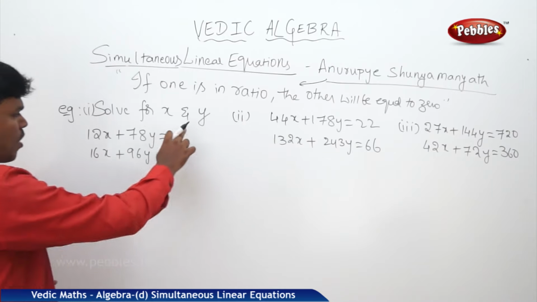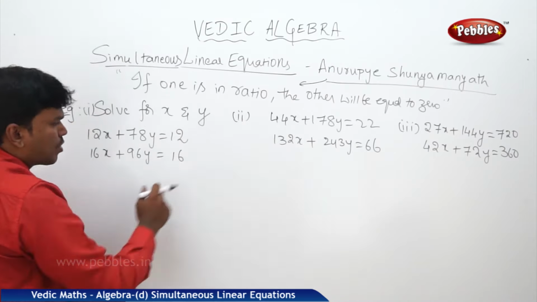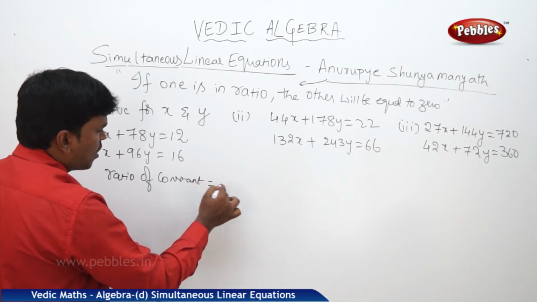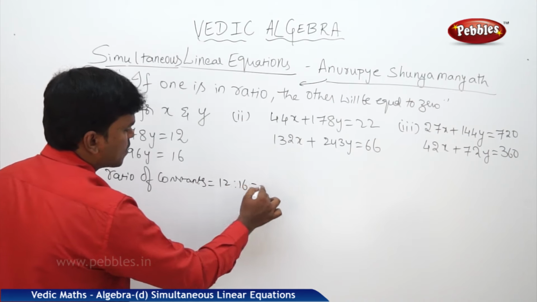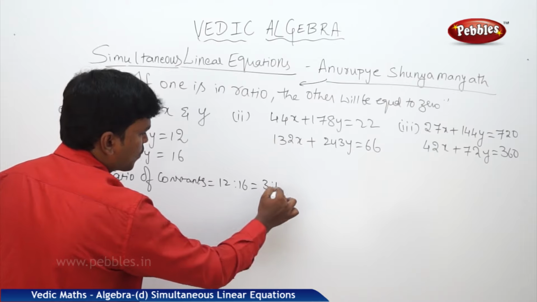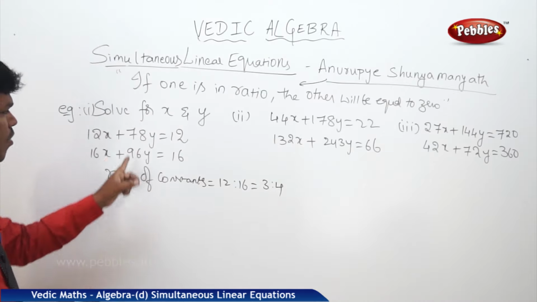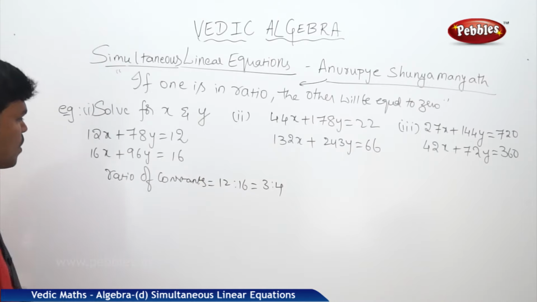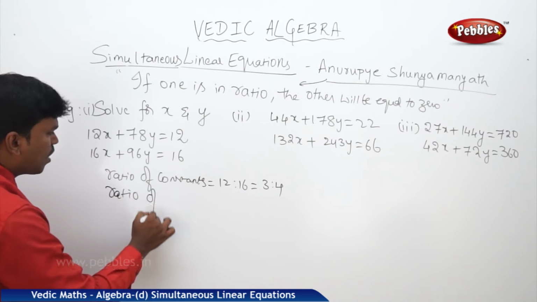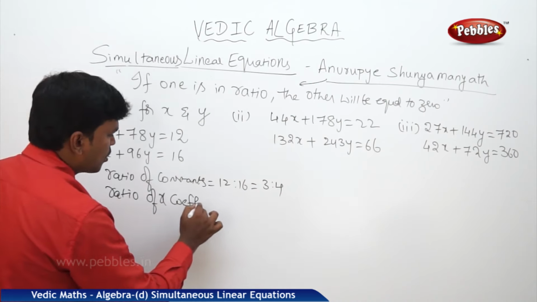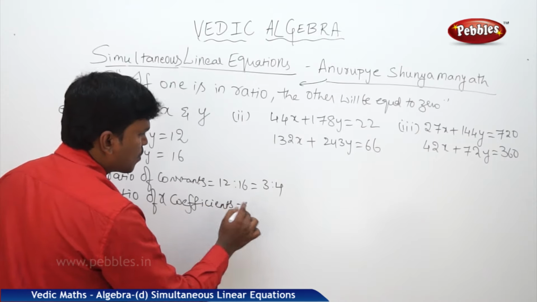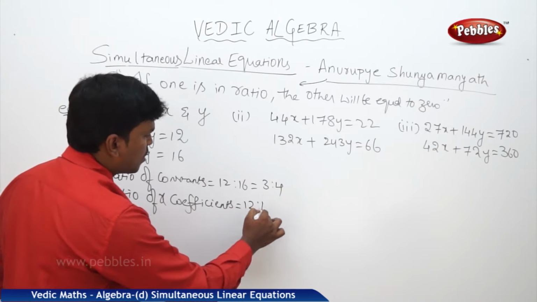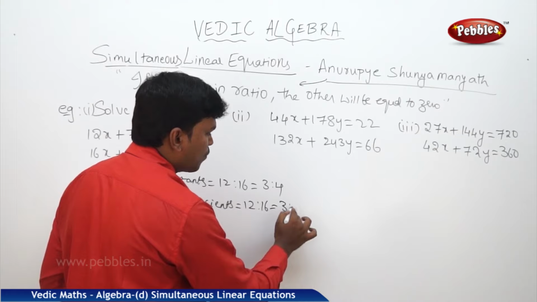See here, what is the ratio of constants? 12 and 16. So the ratio of constant terms is 12 is to 16, that is 3 is to 4. Similarly, these are not in the ratio; 78 is to 96 can't give 3 is to 4. So what we need to do is observe the x terms now. The ratio of x coefficients, how much will you get? First it is 12 and next it is 16. The final ratio is 3 is to 4.